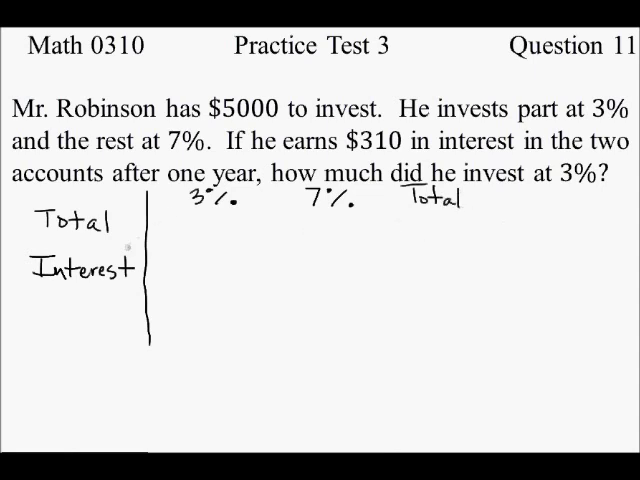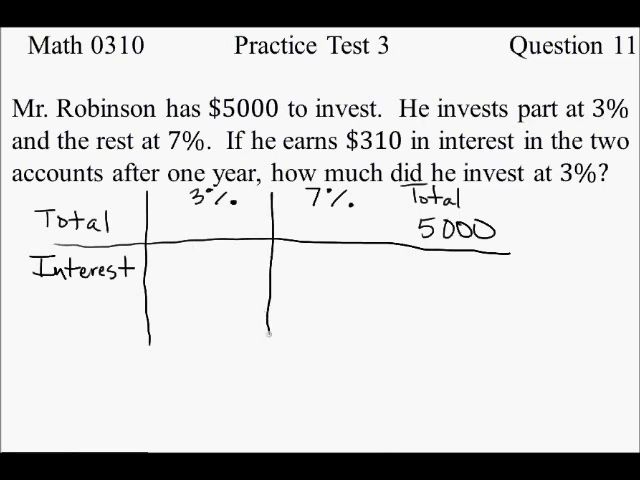Okay, so let's start from the beginning and read. So Mr. Robinson has a total of $5,000 to invest. So the total invested, we know, is $5,000. And he invests part at 3% and 7%, so obviously that gives us our different accounts here. And so maybe we'll just go ahead and call the amount in the 3% and the 7% our variables. So maybe we call this X and call the amount in this account Y. Okay, so we have X dollars plus Y dollars giving us $5,000, which makes sense. The total invested was $5,000.